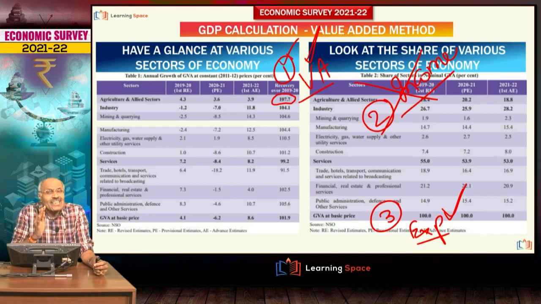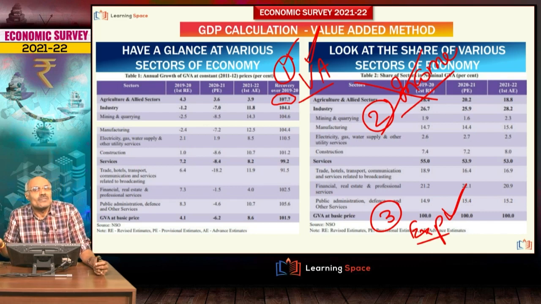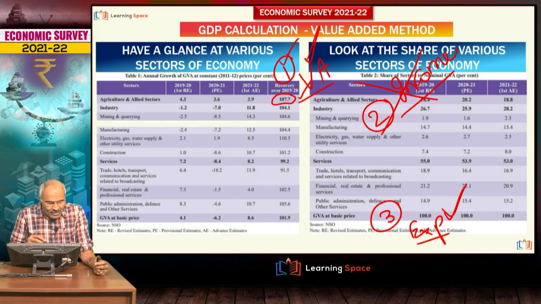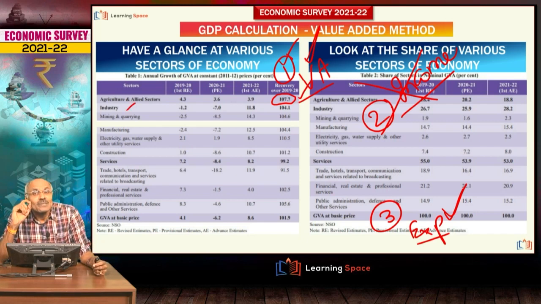If prior to COVID the economy was 100, how much is it now? Very simple. Agriculture became 107.7 because it has grown by 3.6, 3.9, something like that. Then you see, second component is industry. Quite often in the newspapers, you come across agriculture and allied sectors, industry, then services.